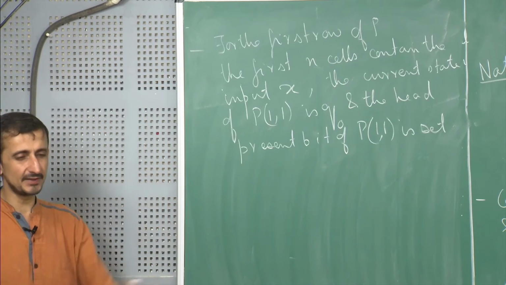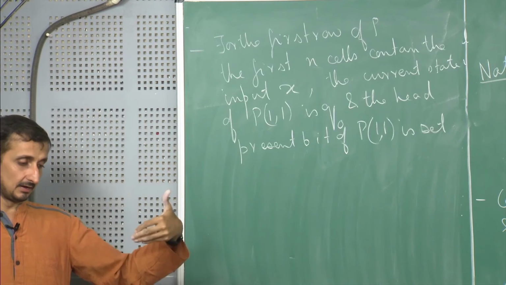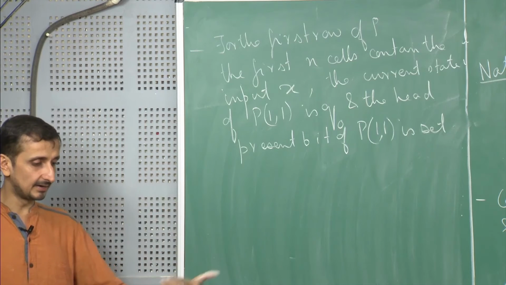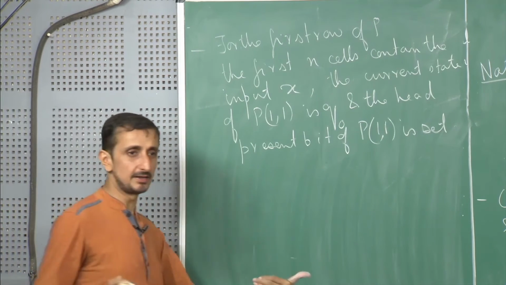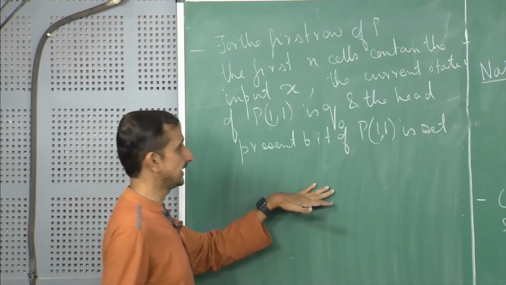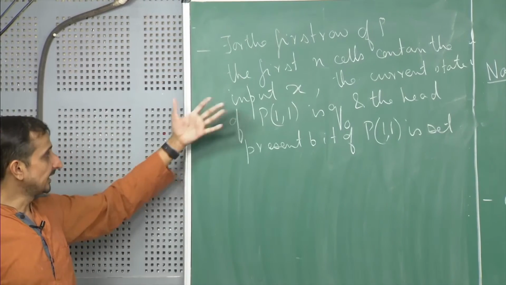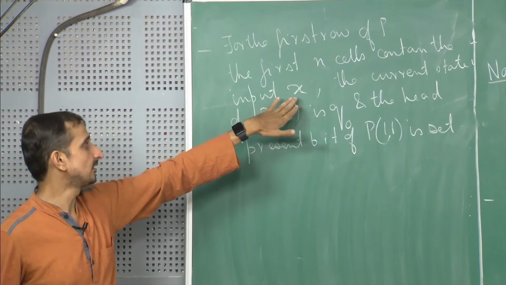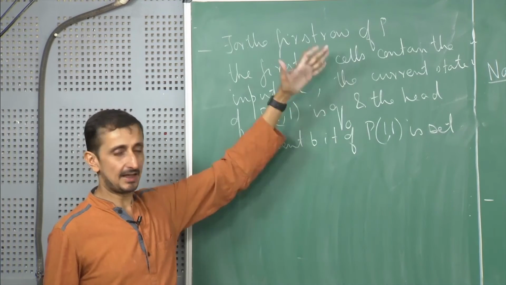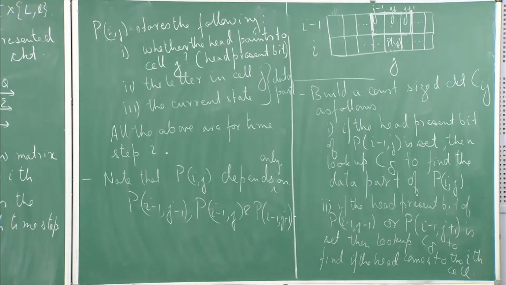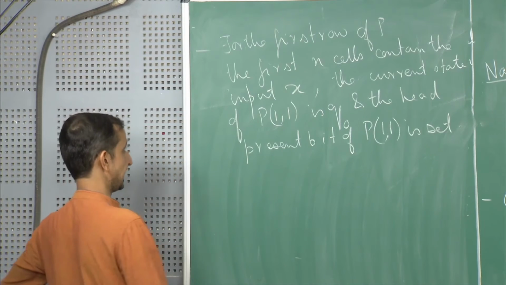This we are doing because we assume that at the beginning the head position is at the first cell and the tape contains the input x. That is exactly what we are characterizing. This we can actually look up from the input. So, given any x we can design this, and subsequently for every i greater than or equal to 2 we can build P i j.